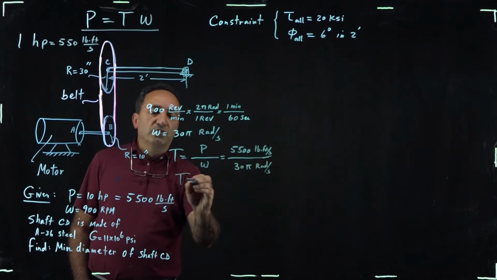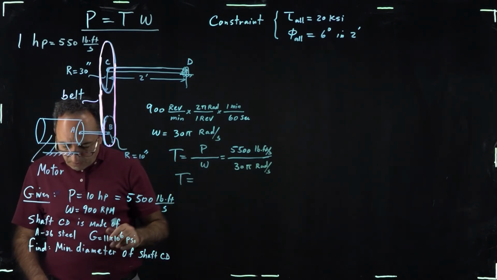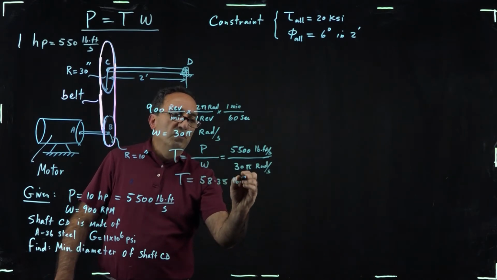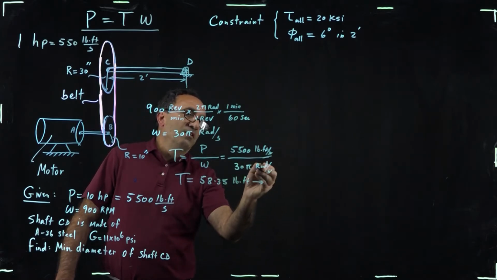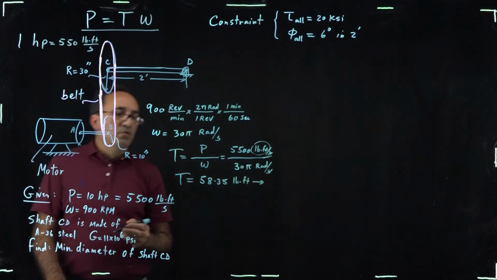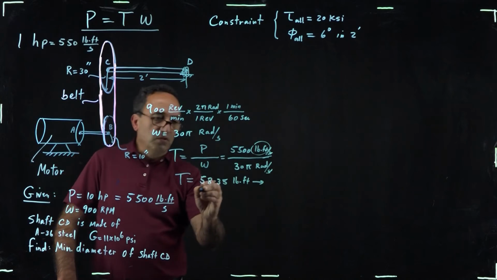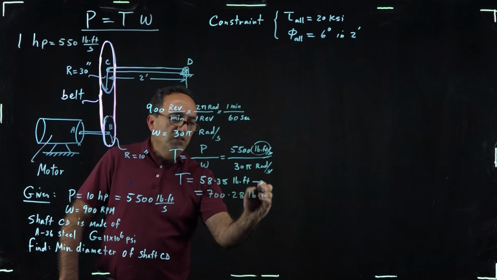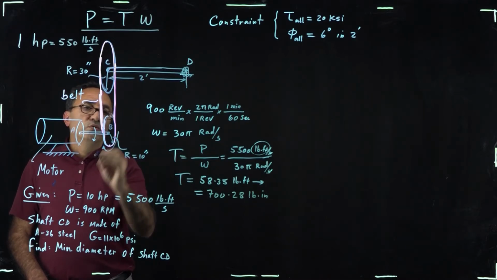And if you go ahead and solve for the torque, it comes out to be 58.35 pound-foot. It's a very good idea to right away change this to pound-inch, because you see second and second cancel, radian is dimensionless, so the unit is pound-foot. So multiply it by 12 and convert it to pound-inch. So that comes out to be about 700.28 pound-inch. So what is this torque? This is the torque acting on shaft AB or this pulley B.